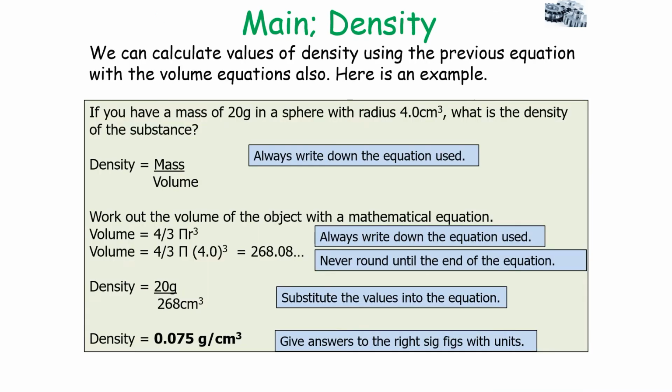Now we can then calculate the value of density by using the previous equation, density equals mass over volume, where you can work out your volume with the mathematical equation. So for example, if it was a sphere, you do 4 over 3 times pi r cubed and then pop that into the equation.